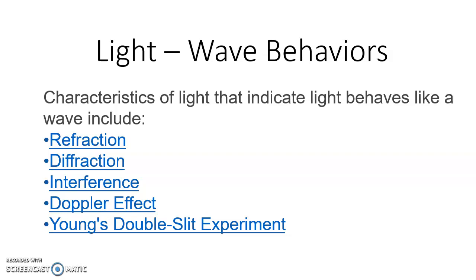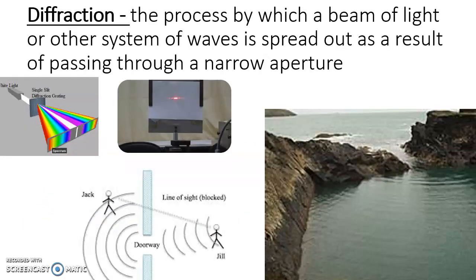Today I want to talk about light and how light exhibits all of the behaviors listed on the screen. So we've spoken about a variety of wave behaviors over the last few days, and we've spoken specifically about refraction, diffraction. We've spoken about how waves can interfere. We've spoken about the Doppler effect, and we spoke about Young's double slit experiment. And today I just want to highlight how light exhibits all of these behaviors and show how light in many ways exhibits the properties of waves.